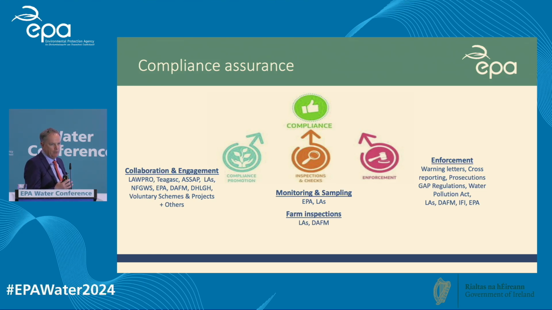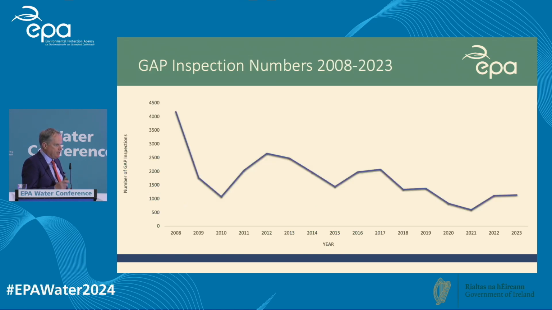Cross-reporting is a very effective mechanism for non-compliance. When local authorities do detect non-compliances on a farm, that's effectively a financial penalty to the BIS system, the income support system that farmers get. Prosecutions are there under the GAP regs and also under the Water Pollution Act, and there are powers set out in the GAP regs for local authorities, DAFM, Inland Fisheries to take prosecutions as well, and indeed ourselves.